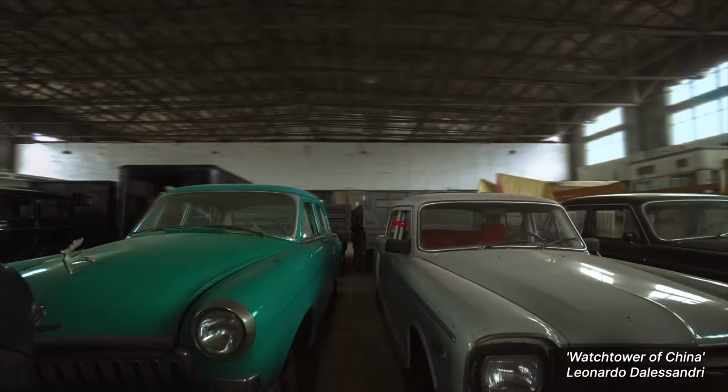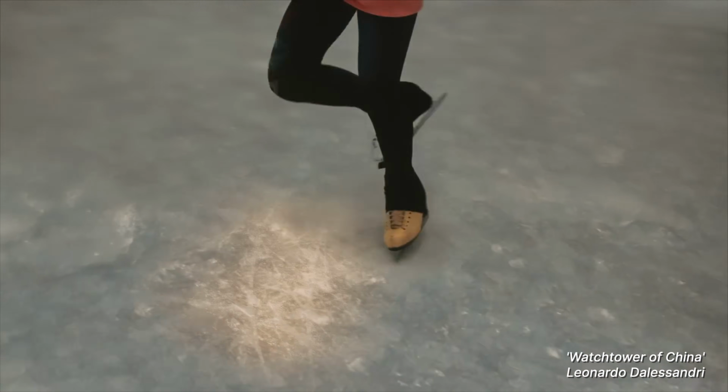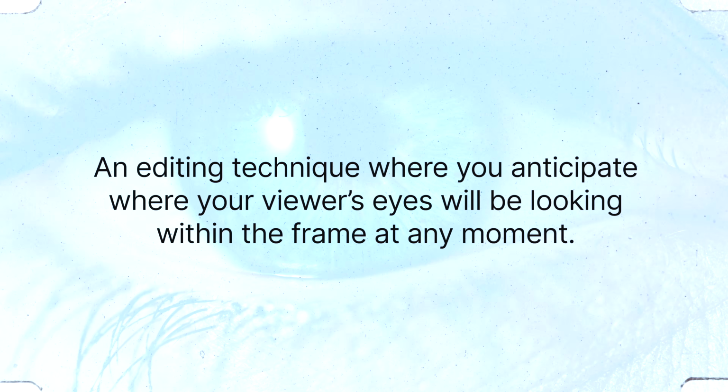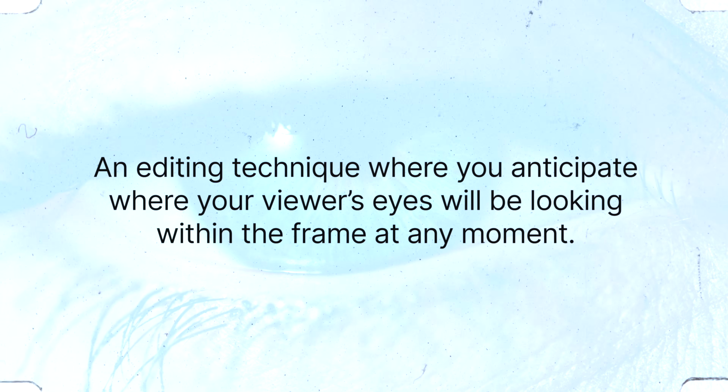Here's the thing though, the reason it doesn't feel smooth and cohesive is not because the cuts are too fast. You can have cuts that fast or even faster and still make it feel smooth. The reason it doesn't work is because the editor seemed to forget about something called eye trace. Eye trace is an editing technique where you anticipate where your viewer's eyes will be looking within the frame at any moment. It is crucial to making a sequence feel smooth, especially one with fast cuts.